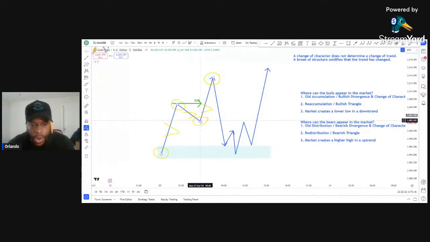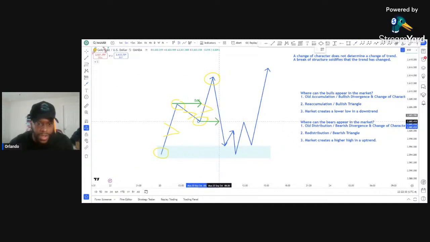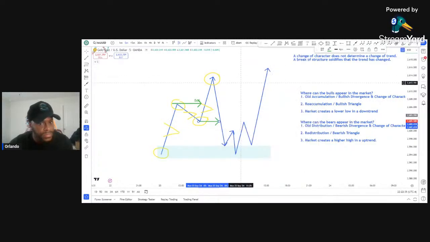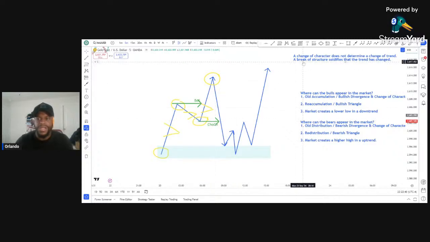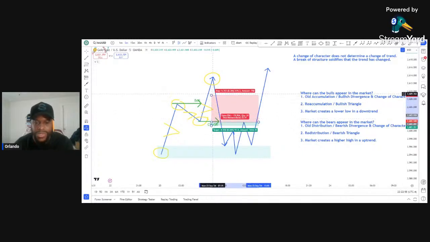Since this old accumulation did not get respected and got disrespected, this is now called a what? A change of character. This is now called a change of character. But a change of character does not determine a change of trend. And then what you see a lot of times is when the market changes character, you have people wanting to do what? When the market creates a bearish change of character, in this particular example, people are ready to sell at the low.